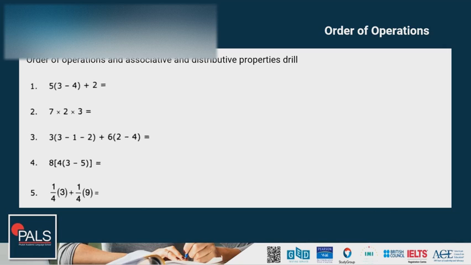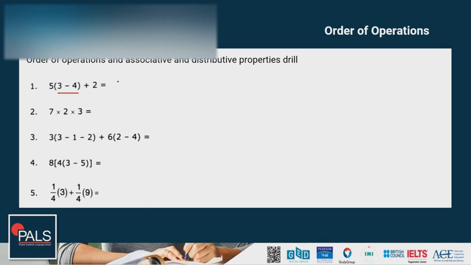Okay, done. Here are the answers. Okay, here are the answers and explanation. Number 1, we need to work out the 3 minus 4 first before multiplying to 5. So we have 3 minus 4. Okay, let me write it. I hope I can write it clearly.